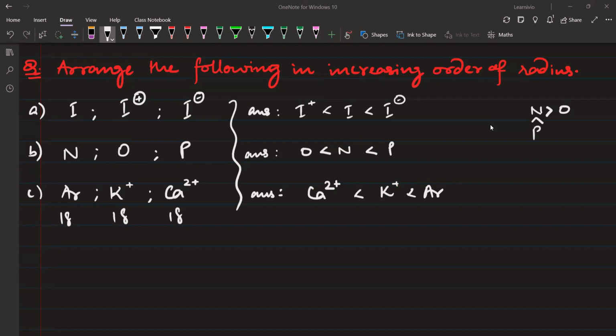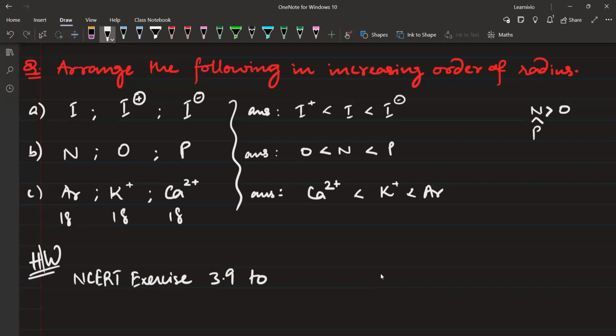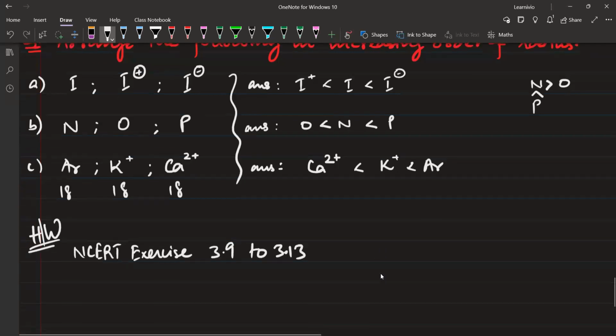Please copy this down. और उसके बाद आपका होमवर्क भी बता देते हैं आपको. होमवर्क कैसे मिलेगा, टाइप किया हुआ इन पीडीएफ एंड एवरीथिंग. होमवर्क इज NCERT exercise 3.9 to 3.13.